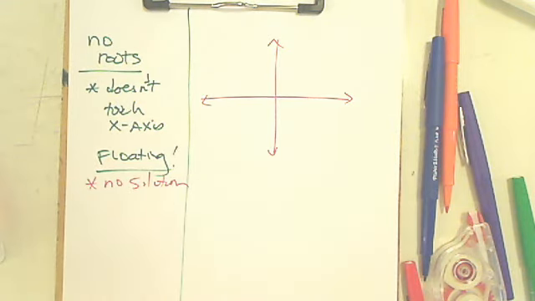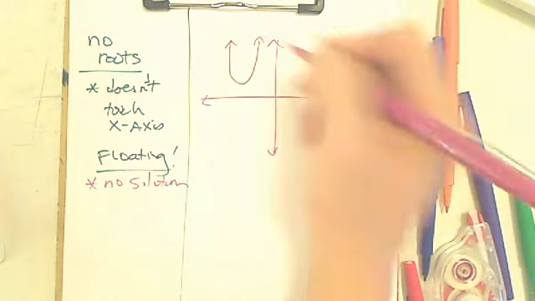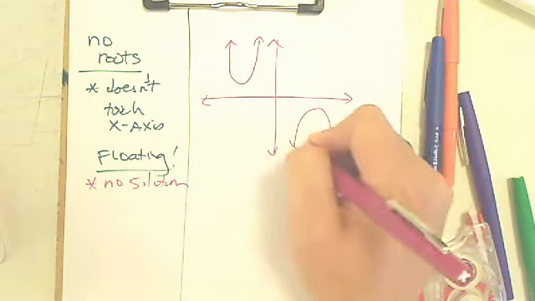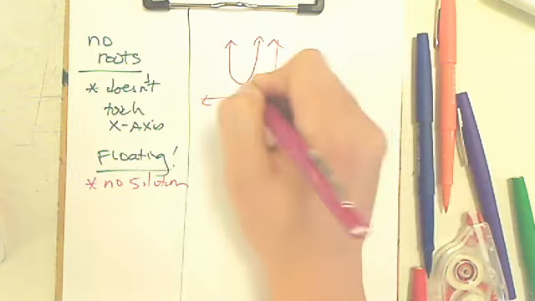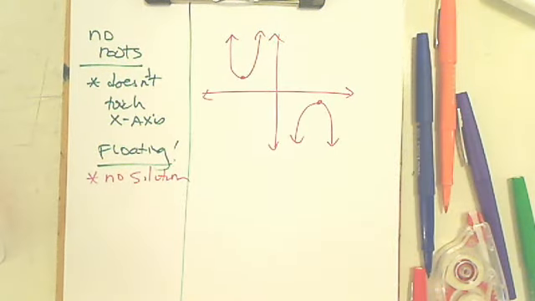What does it look like? It's in quadrant one. It's not touching. It's in a quadrant, not touching. It has a min or max. Because it doesn't touch, it has no answer. No solution, no roots.